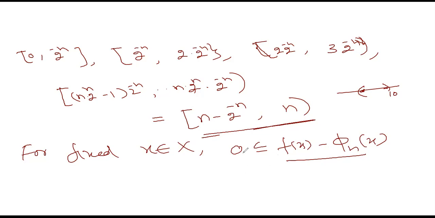So for fixed x belonging to X, we have 0 less or equal to f(x) minus phi n of x, because phi n of x increases to f(x), so phi n of x is less or equal to f(x). This is a non-negative number, and this difference is less or equal to 2 power minus n, because whenever x is in some A(n,i), you'll see. Now I will explain it a little bit here.